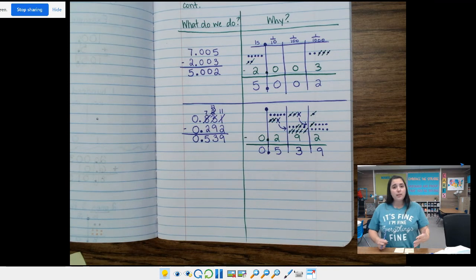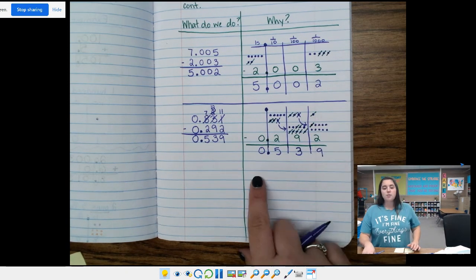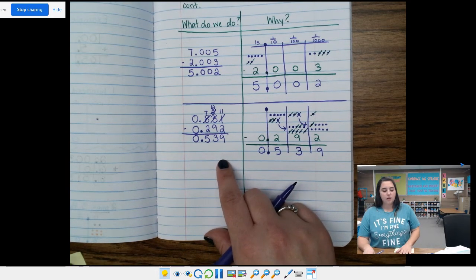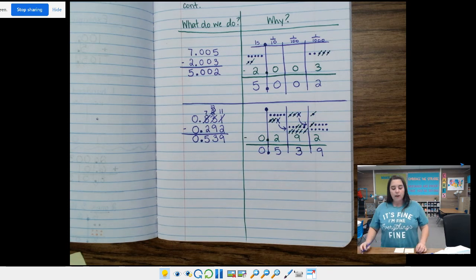Again, if you're struggling with this, please go back to the Khan Academy. It really will help you understand how to subtract with regrouping, because I know it can be tricky and I know we may have forgotten. All right, I want to do one last problem. So I'm going to draw another line.